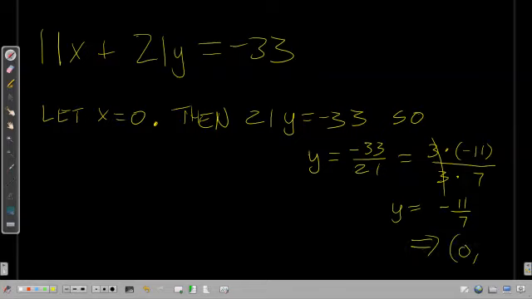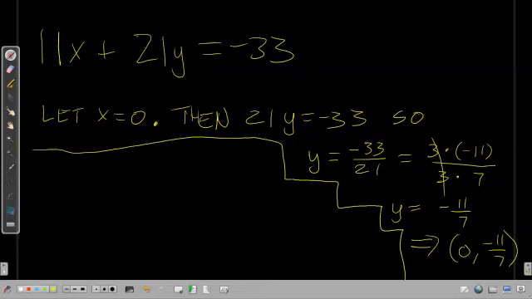So our y-intercept would be 0, minus 11 over 7. That's our y-intercept. Our x-intercept is when we let y be 0. It flip-flops, right? If x is 0, it's the y-intercept. If y is 0, it's the x-intercept.